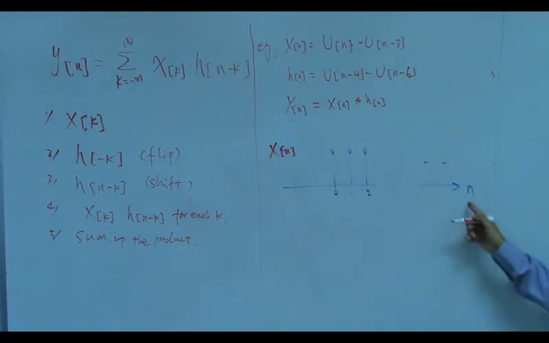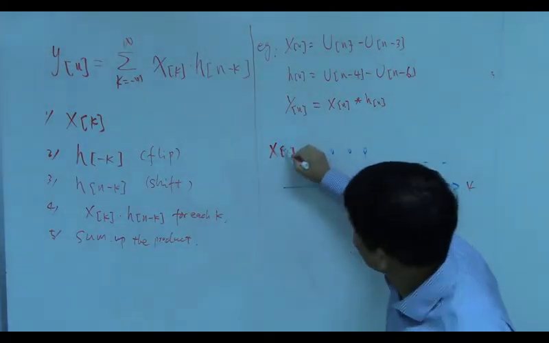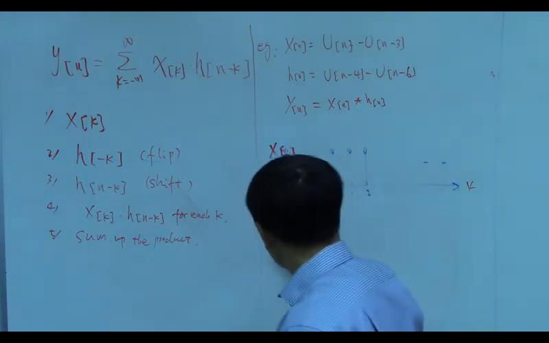And this one here is n. But what we want is k. So that's easy. You just change this n to k, change this n to k. Nothing fancy here. Make sense? This is xk. Okay, next one is we need to draw hk.